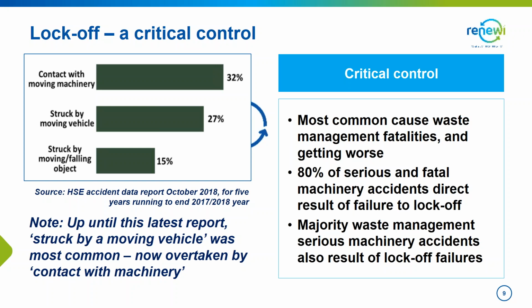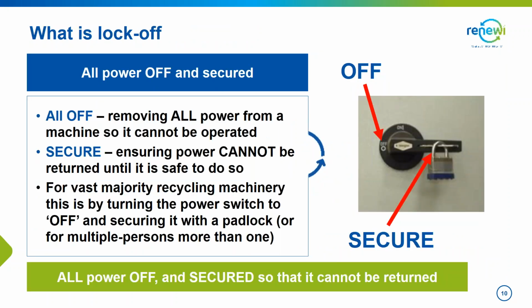Moving on to the next slide. First, a pretty straightforward question: what is lock-off? And this is quite simplistic. Lock-off means removing all power from machines so it cannot start, it cannot be operated. For the vast majority of recycling equipment, that means electrical power, but also hydraulic, air power and similar. And then securing, however you've isolated that power, so it cannot be returned until it's safe to do so.